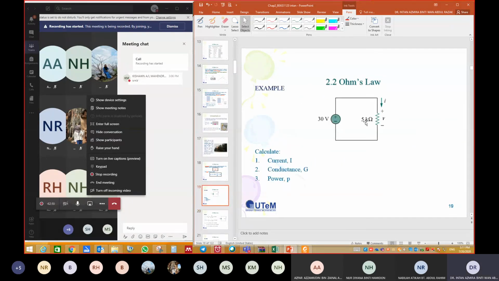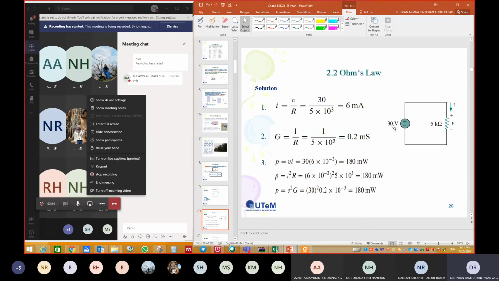Consider this circuit: a 30 volt voltage source and a 5k ohm resistance. I is equal to 30 divided by 5k. G is equal to the reciprocal of this resistance, so equal to 0.2 millisiemens.